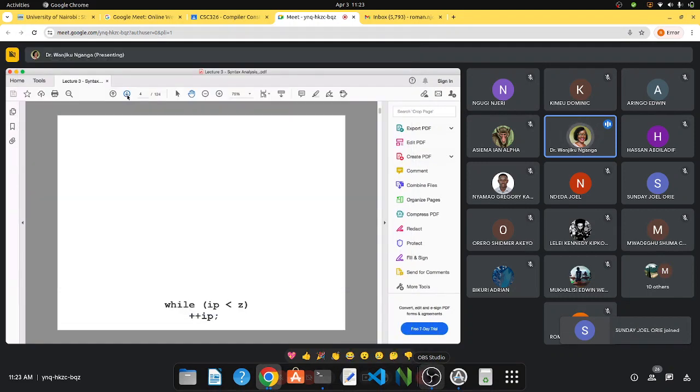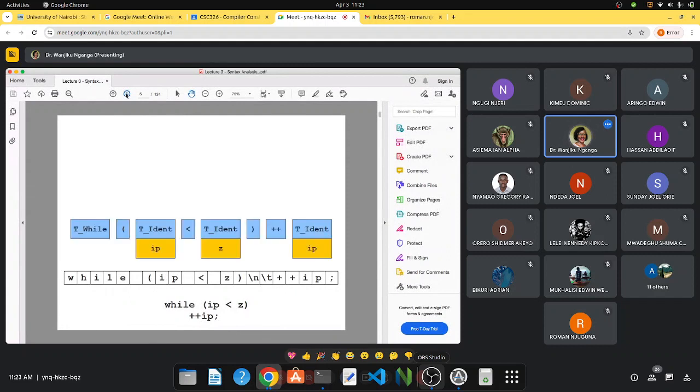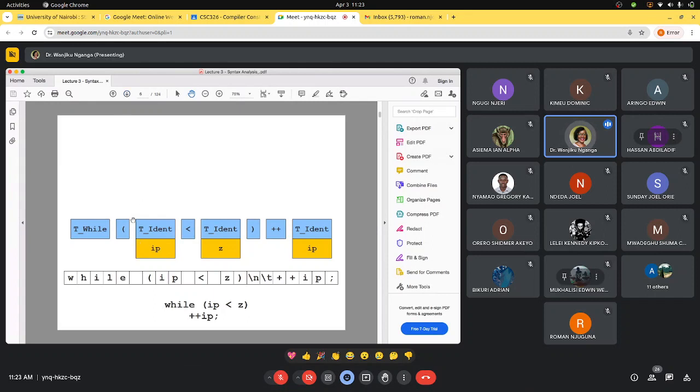Assuming that is the source code, we just process it as a character stream from left to right, which is what your scanners are currently doing. The output of the scanner gives us a token stream. So we're able to know what tokens have been identified in the source language. In this case, we have the token while, we have the parentheses, we have identifiers, and we have operators. So this now becomes the input to the syntax analyzer or the parser.